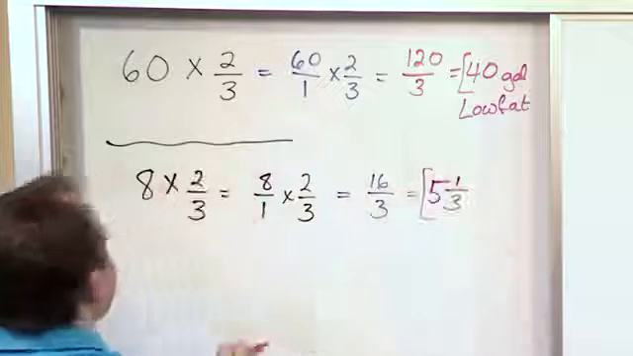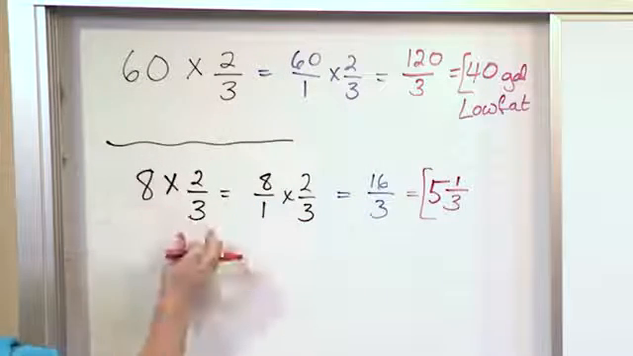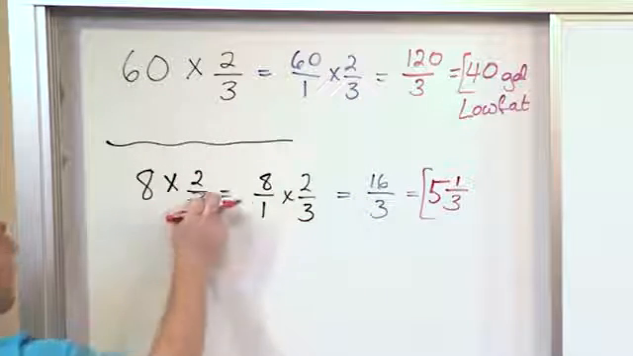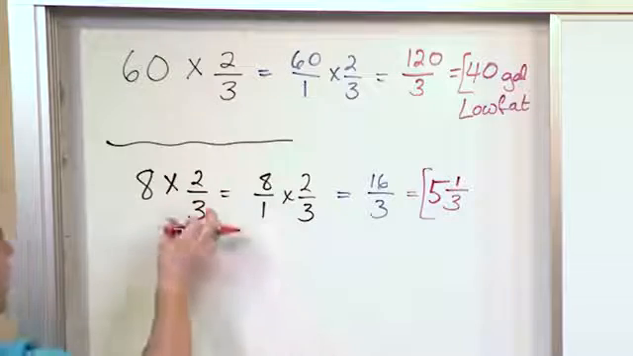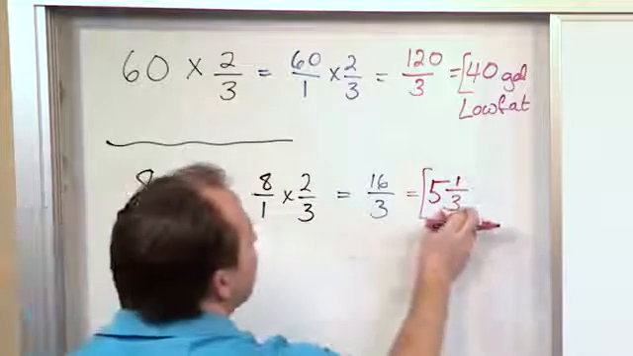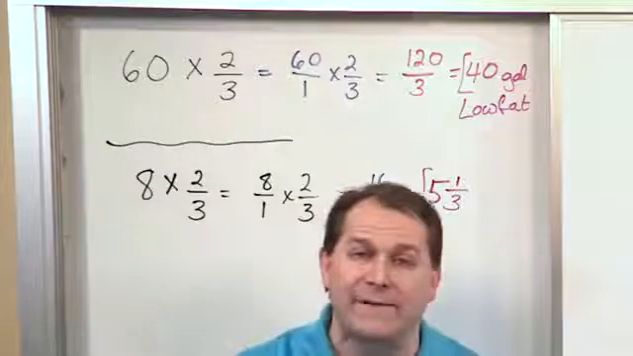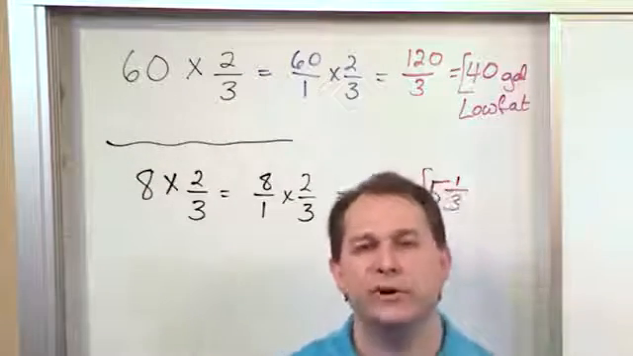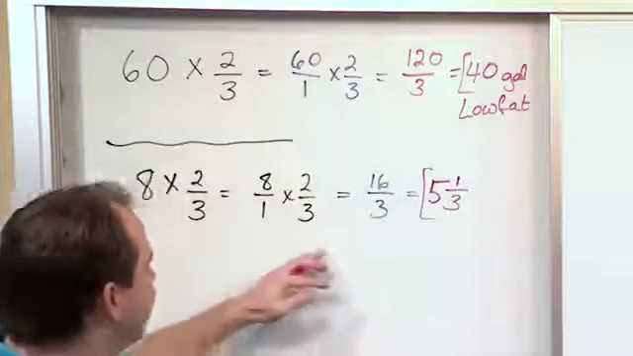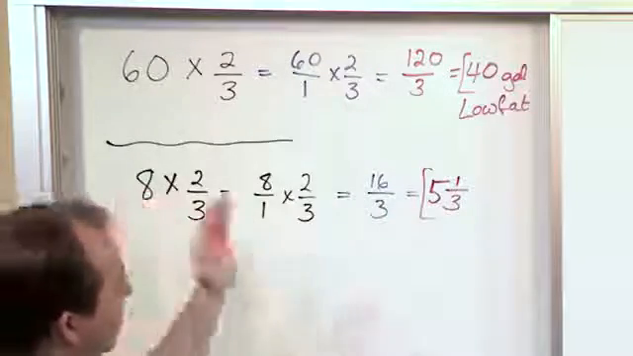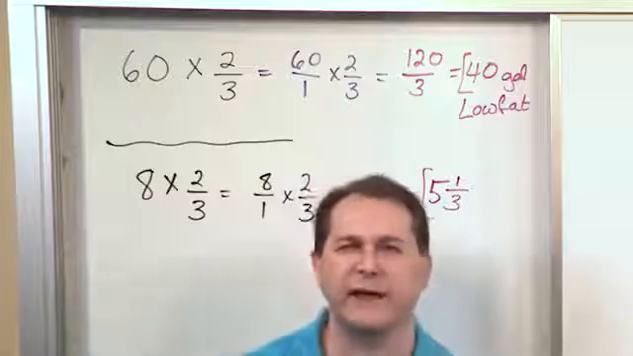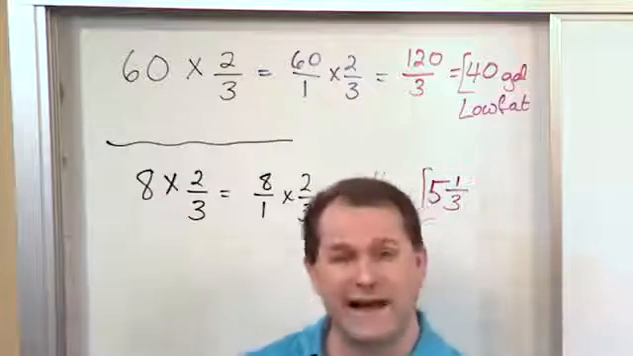So that means that if I have an 8-ounce glass of water and I drink 2/3 of it, 2/3 is more than half, so it makes sense that I drank about 5 1/3 ounces because that's more than half of the glass of water. Half of it would be 4 ounces. So you've got to look and see that what you're doing makes sense. If I drink 2/3 of an 8-ounce glass, it makes sense that it's about 5 1/3 ounces because that's a little bit more than half.